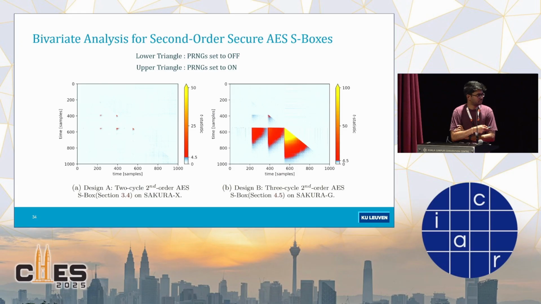And this is the multivariate test result. So the lower triangle, which you see here, that's with PRNG set to off, and the upper triangle is with PRNG on. As you can see in the heat map, it leaks with PRNG off, and then with PRNG on, it doesn't leak.